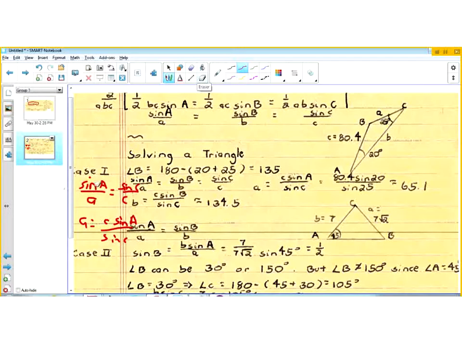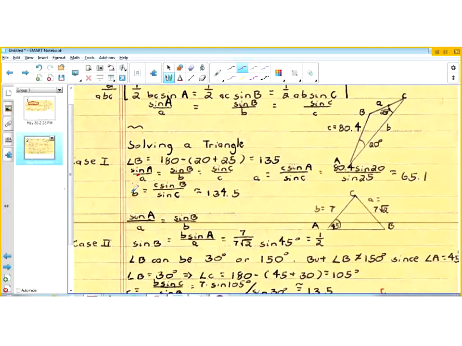So we know what c is. We know what the sine of A is. We know what the sine of C is. So make the substitutions. So we have 80.4 times the sine of 20 divided by the sine of 25, and then when you solve that on your calculator, make sure your calculator is in degree mode, and you'll get the length of side a is 65.1. And then by a similar algebraic process, you can get b being 134.5.